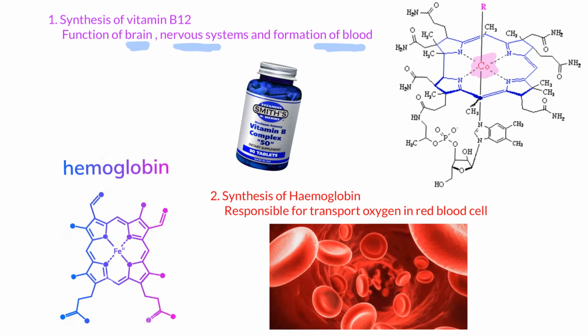The second one is hemoglobin. I think you are very familiar with this. Hemoglobin is responsible for transporting oxygen. It is like a carrier combined with the oxygen. So the iron in the middle combines with the oxygen and helps the red cell to carry the oxygen in the process. So hemoglobin is even more important. Very, very important examples.